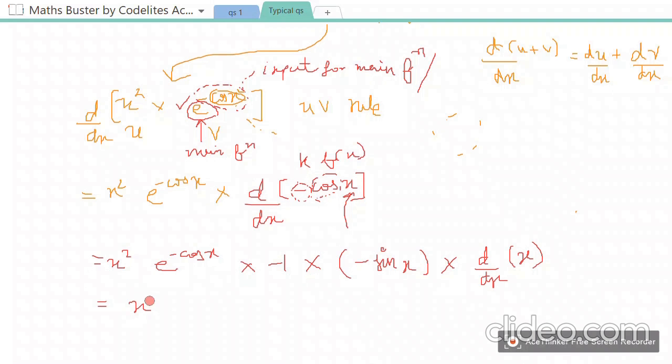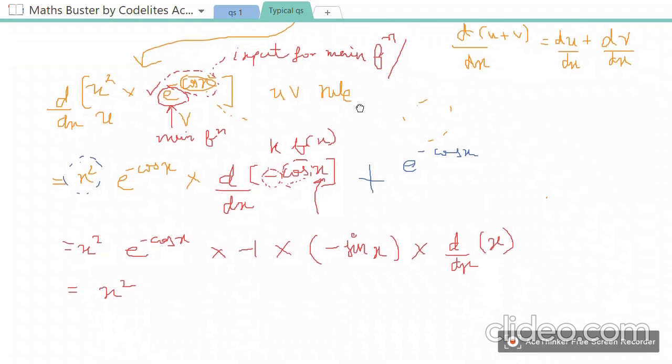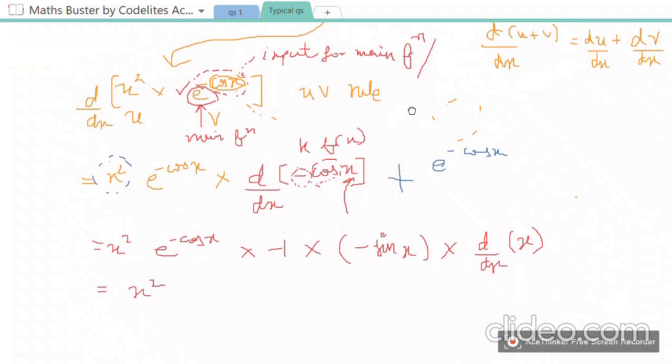Again we will write down x square. Now this was only one side of your UV rule. Another side will come after plus. So we had left x square alone, now I will leave e raised to minus cos x alone, e raised to minus cos x, into chain rule.